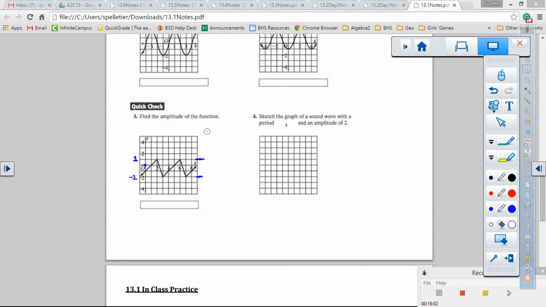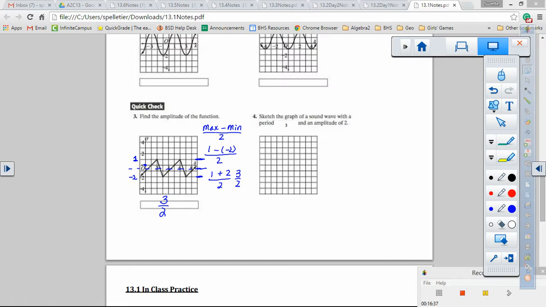So I have to do the maximum minus the minimum, and then take 1/2 of that, or divide it by 2. So 1 minus negative 2 divided by 2, or 1 plus 2 divided by 2. So that's 3 over 2, which is about 1 1/2. So I'm going to come down 1 1/2 boxes from the top and 1 1/2 boxes from the bottom, and that is my amplitude, 1 1/2, or 3 over 2. Okay?